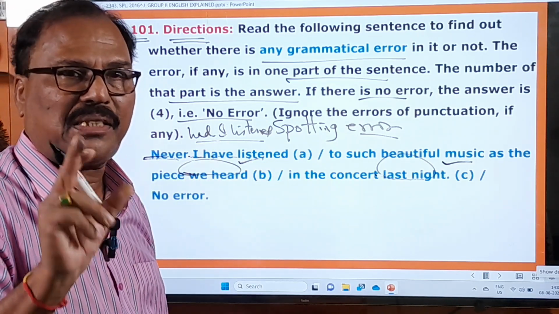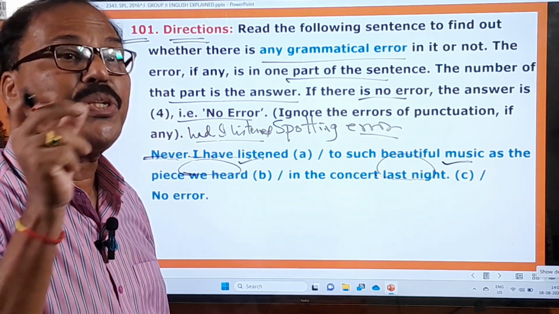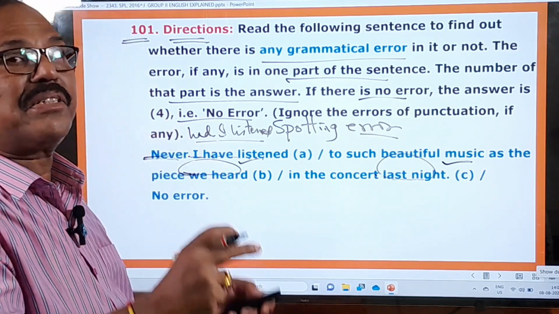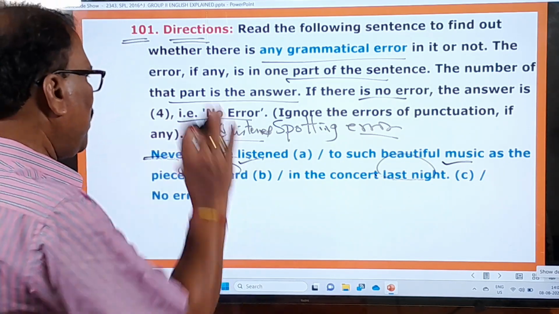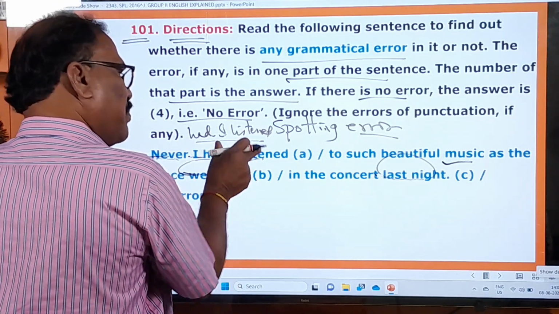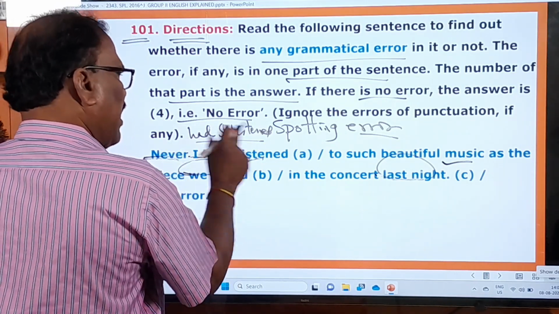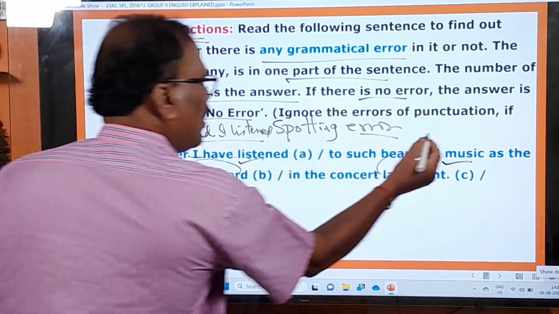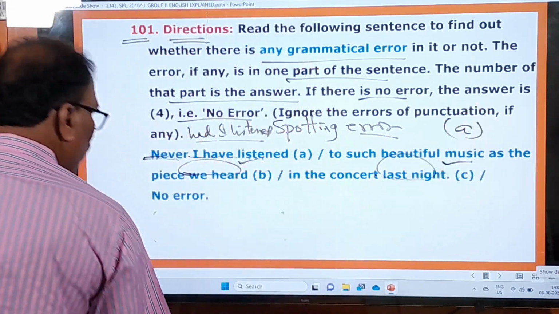He is not asking you to correct the sentence, but is asking you to show which part has a grammatical error. So you simply say "never I have listened" is wrong; "never have I listened" should be there, or "never had I listened" should be there. So this A part is going to be your answer.